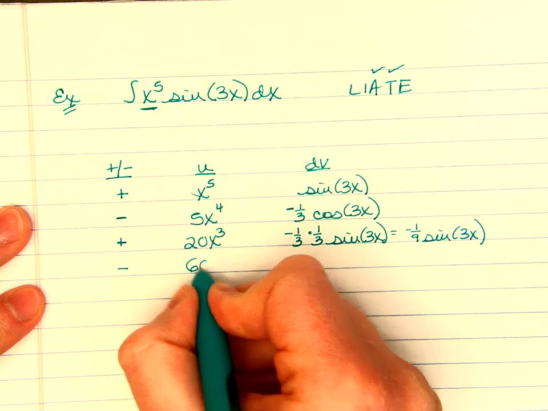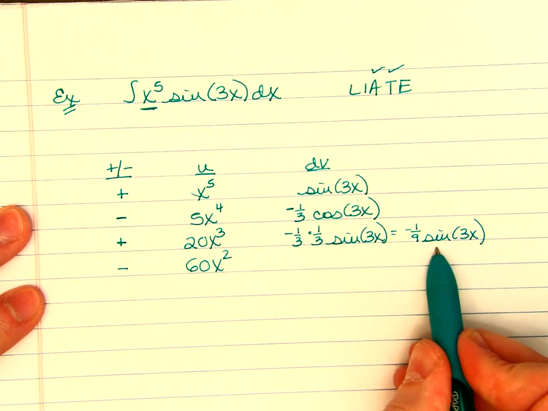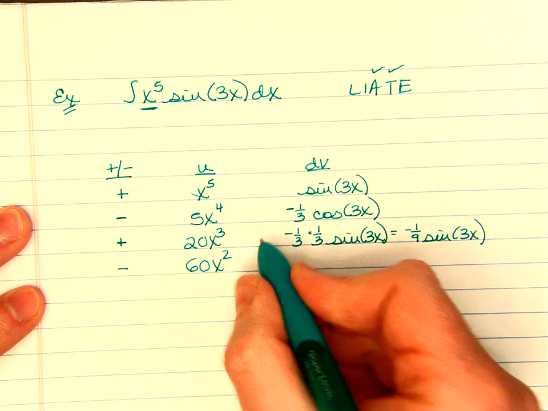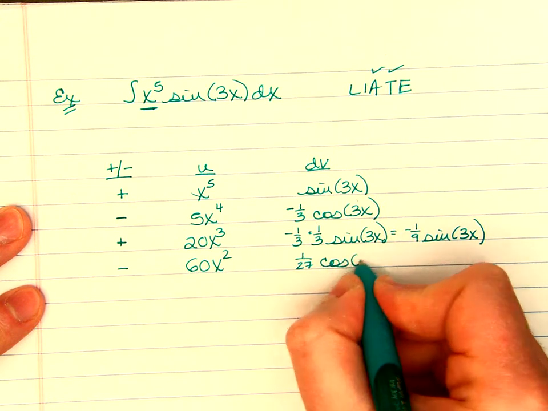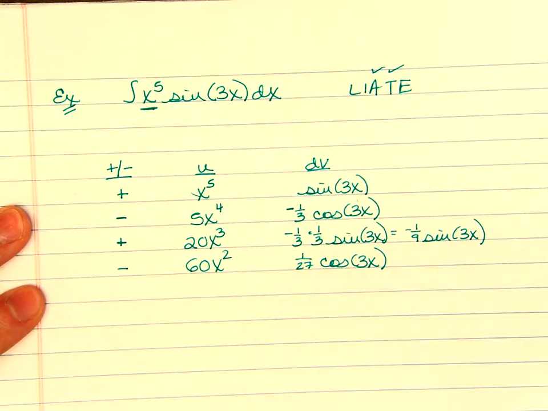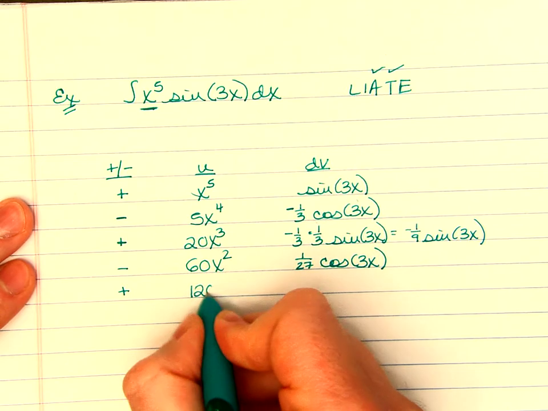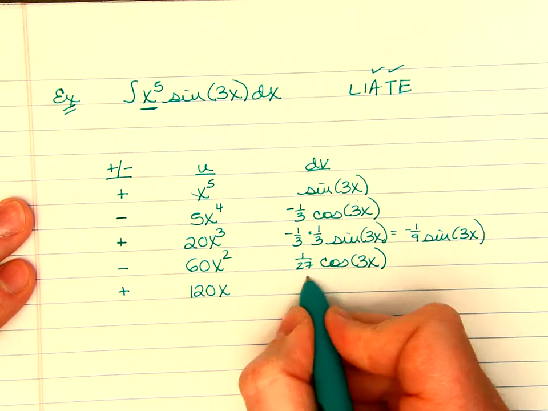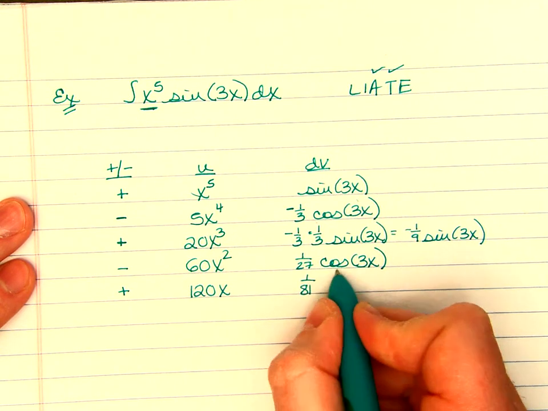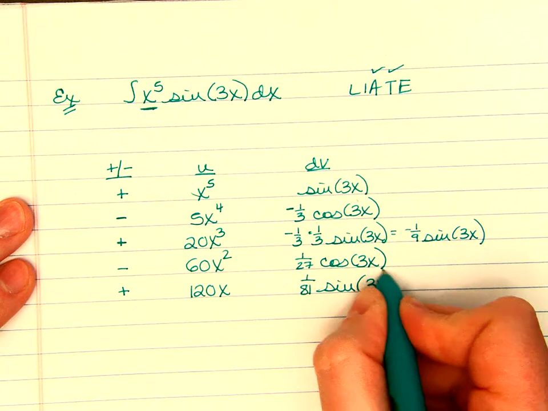Minus 60x squared. I'm going to get another 1/3 out front. Integral of sine is negative cosine, so the double negatives will turn that into a positive, and I'm going to get 1/27 cosine 3x. Plus, derivative here is 120x. Integral here, well, I'm going to get another 1/3 out front. That gives me 1/81. Integral of cosine is positive sine, so 1/81 times the sine of 3x.